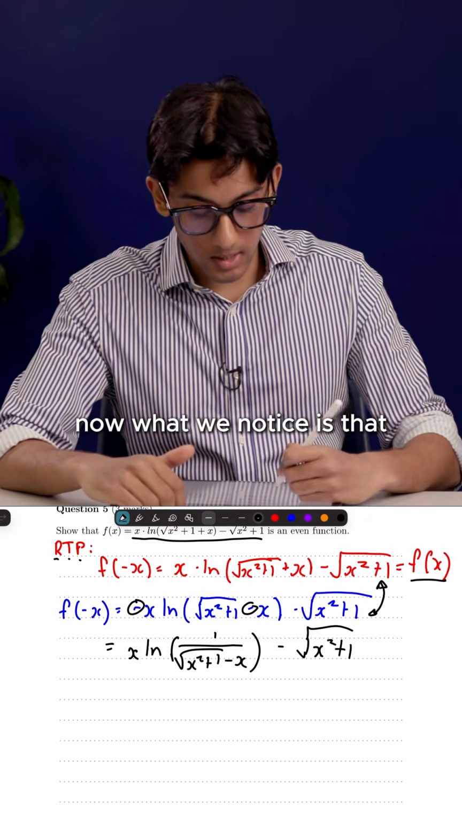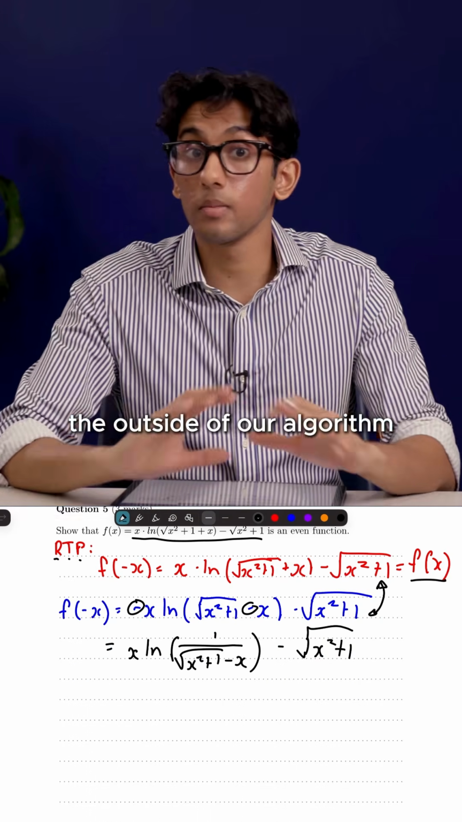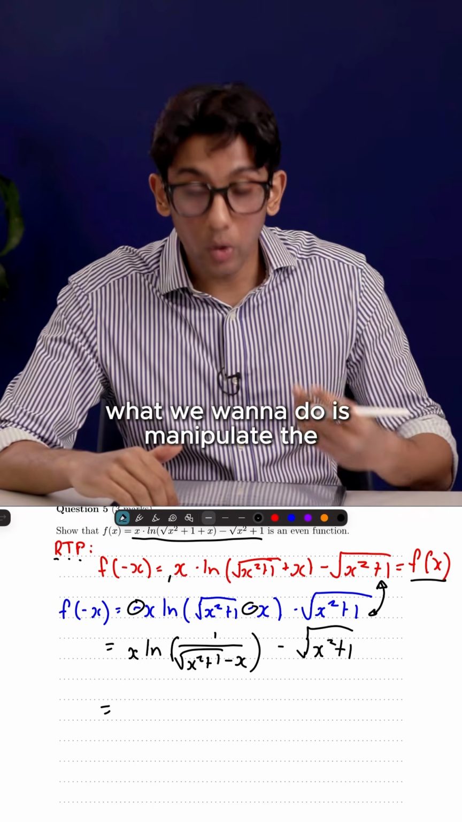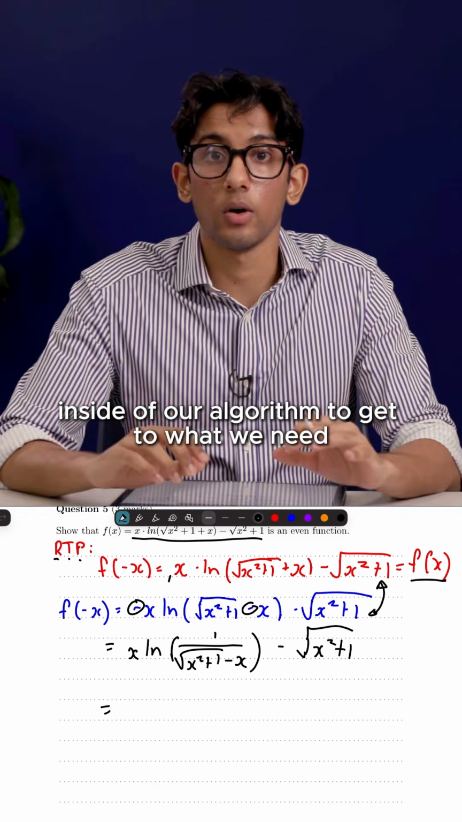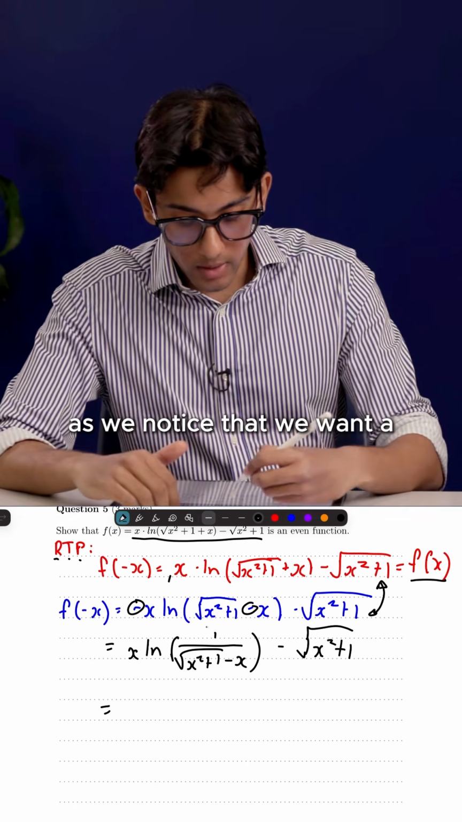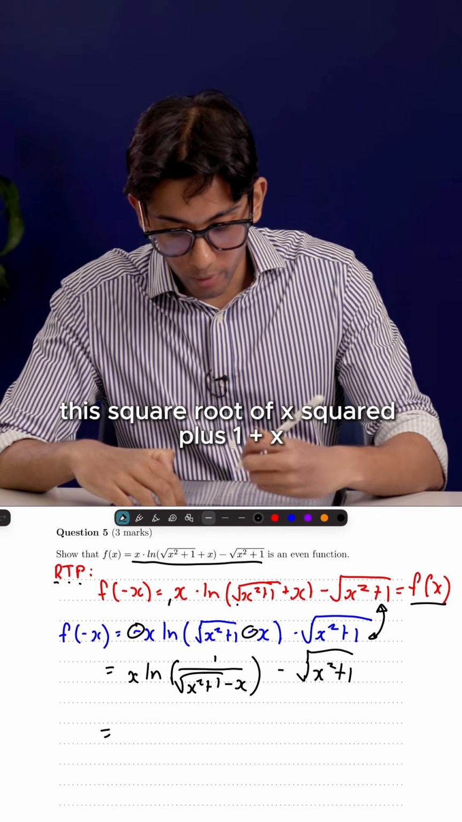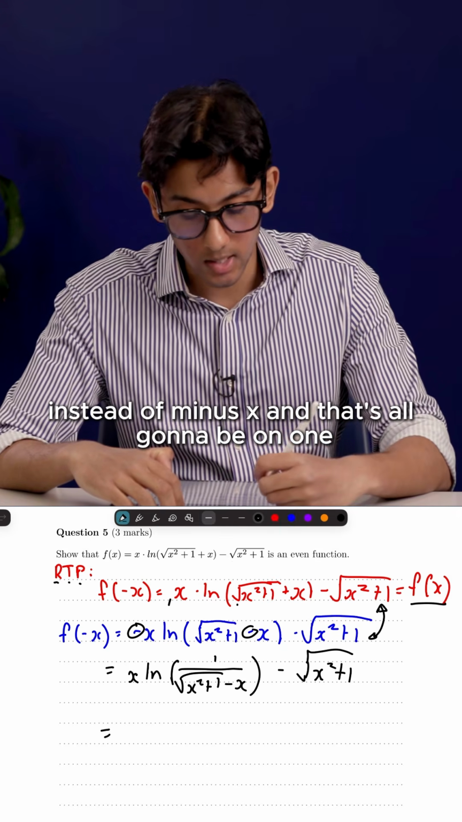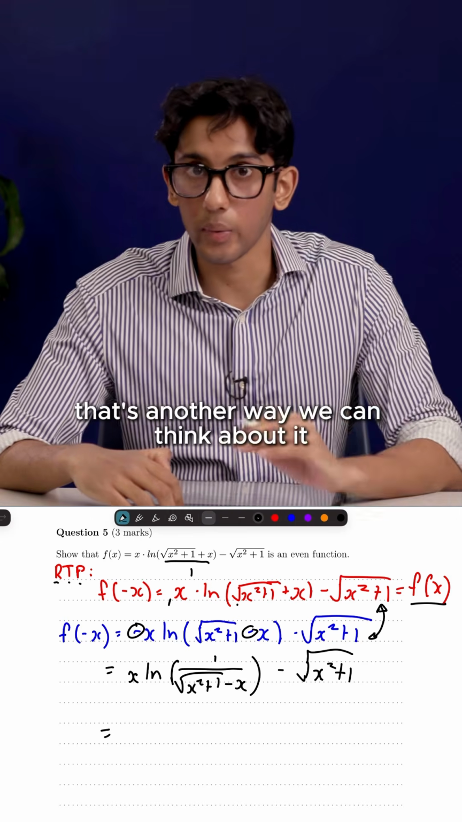Now, what we notice is that the outside of our logarithm is identical to what we need now, so we don't touch it once more. What we want to do is manipulate the inside of our logarithm to get to what we need. As we notice, we want the square root of x squared plus 1 plus x instead of minus x, and that's all going to be on 1. That's another way we can think about it.